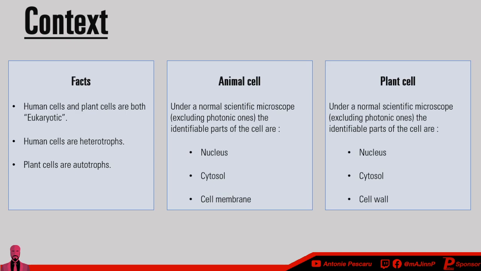But with that being said, if we look at an animal cell under a normal scientific microscope, which we're excluding photonic ones because we're not there yet, this is more of amateur microscopy, identifiable parts of the cell are the nucleus, as I've just shown, and the cytosol. And what is the cytosol? Well, I did an excellent video explaining mitosis, and I explained parts of the cell inside of that. The cytosol is essentially the liquid that is inside of the cell.